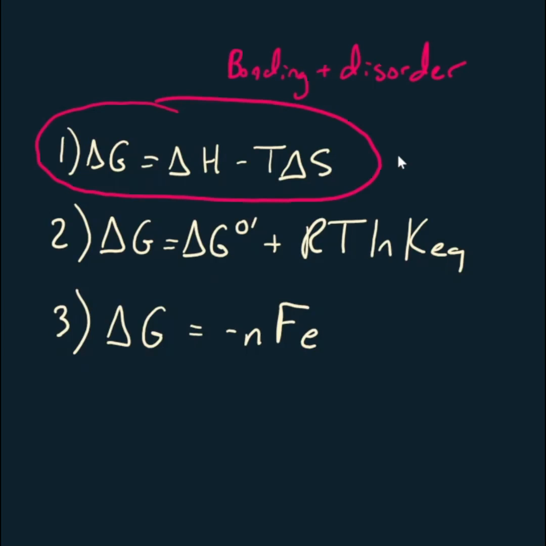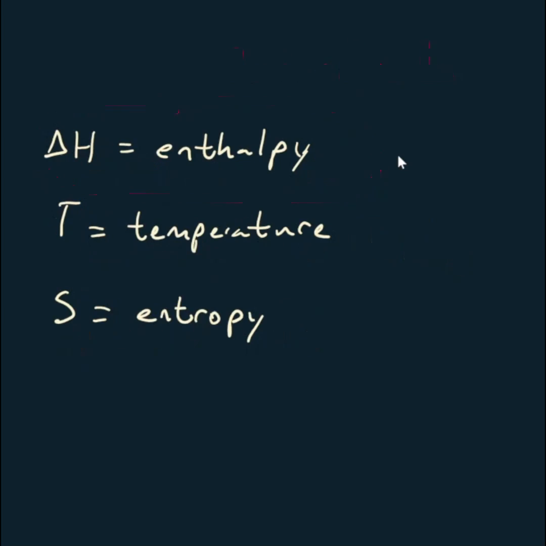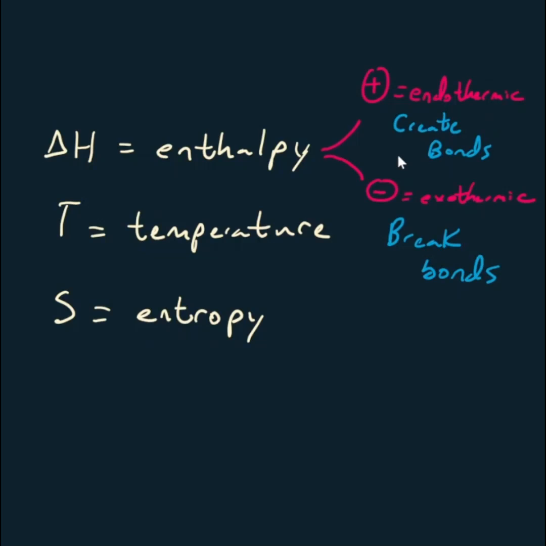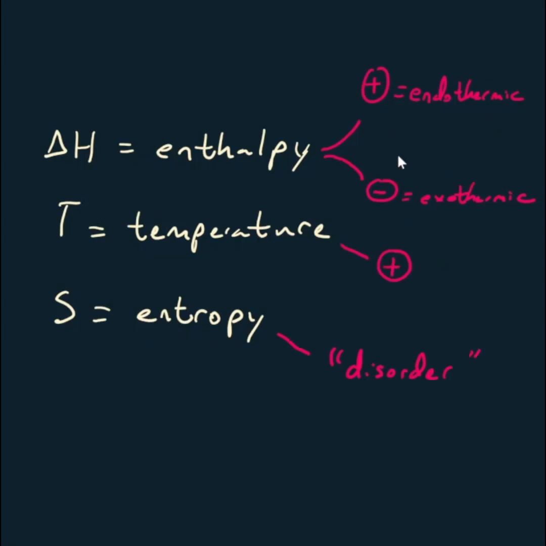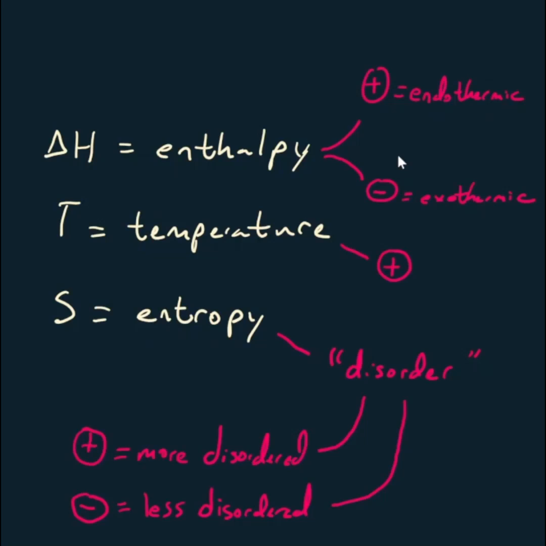The first one indicates bonding and disorder. There are three different variables. Delta H is enthalpy, which indicates whether you are creating or breaking bonds. So if it's a positive value, you are creating bonds and using up energy from the environment to do so. And if it's negative, you're breaking bonds and you're releasing energy into the environment. Temperature is always assumed to be positive, and entropy is a matter of disorder, where if the value is positive, your product is more disordered, and if it's negative, your product is less disordered.